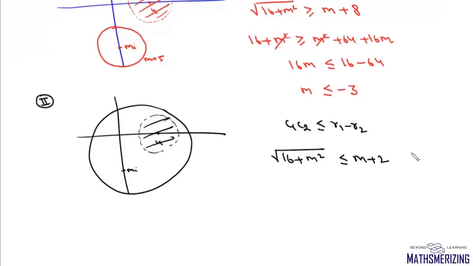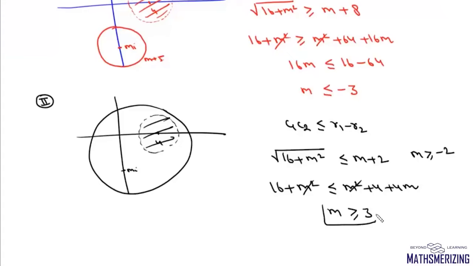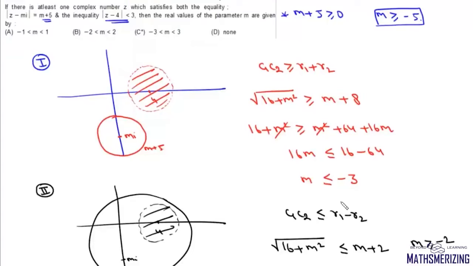So it will be m plus 2. Now for this, m should be greater than or equal to minus 2, and if we square it, we'll get 16 plus m square will be less than or equal to m square plus 4 plus 4m. Now this m square will cancel, so we'll get m should be greater than or equal to 3. So the condition is m is greater than or equal to 3. So these two circles won't have any solution if m is either less than or equal to minus 3 or m is greater than or equal to 3.